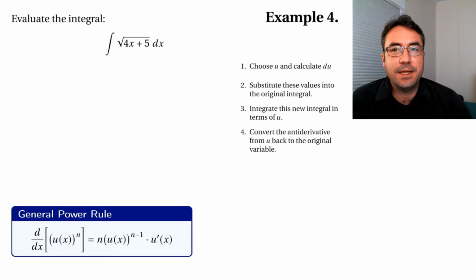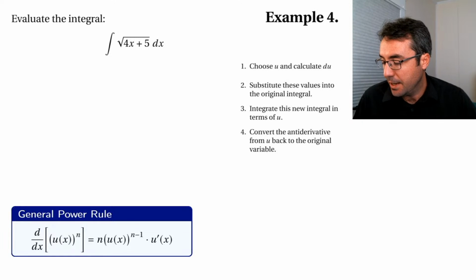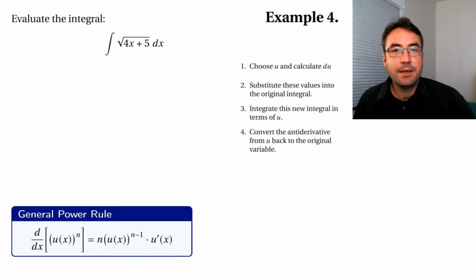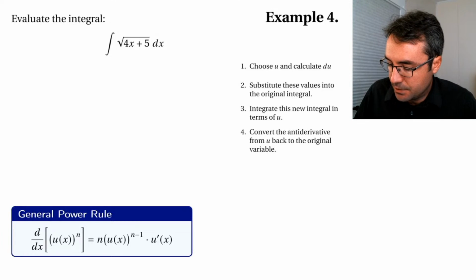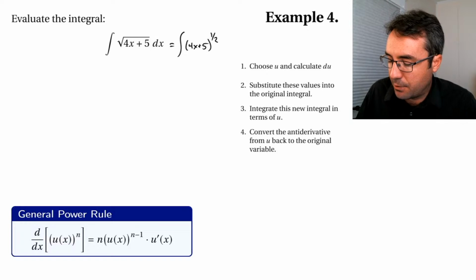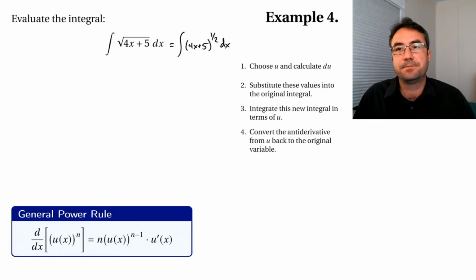Let's try another one. Integral of the square root of 4x plus 5 dx. And before we do anything, we should use our common strategy. Whenever we see a root function, we know we're going to be doing power rule at some point in some format. So instead of having a root function, let's write it as a power function. So we're going to write this instead as 4x plus 5 raised to the power 1/2. That's something we would do regardless of whichever technique we would use.